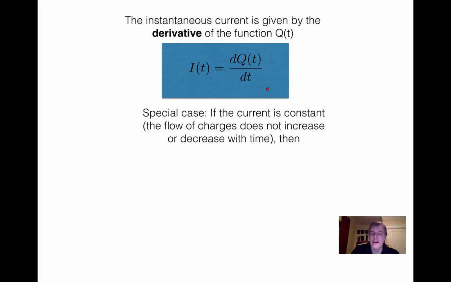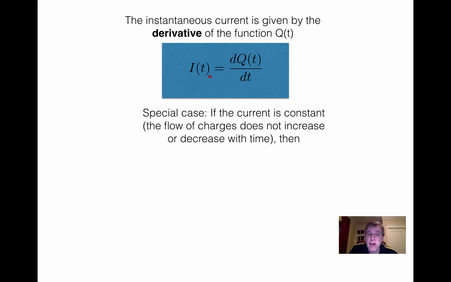Now, like in mechanics, if an object is moving, the average velocity between two times is not necessarily the same as the instantaneous velocity at some time. That depends on whether the object is speeding up, slowing down, and so on. But in mechanics, there's a special case where the velocity is constant, and that's a special case of motion.